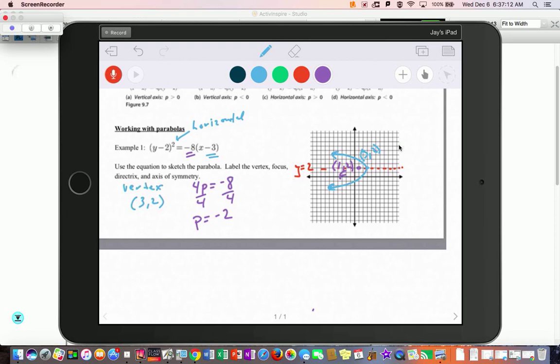And because I went to the left 2 to get to the focus, I'm going to go to the right 2 and draw this vertical line like this, which is perpendicular to the axis of symmetry. That's called the directrix. That's going to be sitting at x equals 5. So I moved 2 to the left from the vertex, 2 to the right from the vertex, the distance of p. So that distance is p.